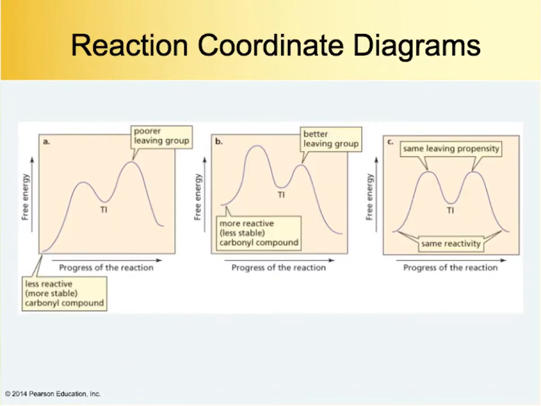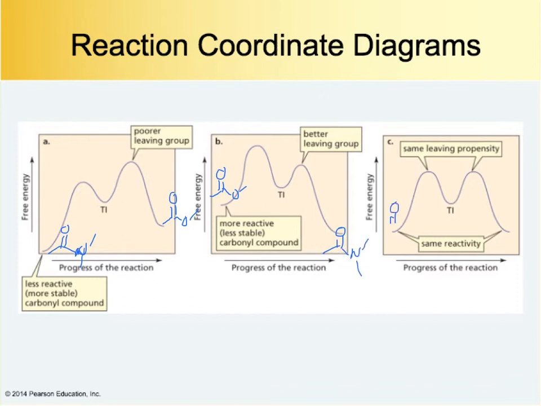Reaction coordinate diagrams highlight these things. I wouldn't worry too much about the intermediates. That's not the important part. But if you look here, you have a less reactive, more stable compound. Say something like an amide for a starting material. That's pretty stable. That's not going to want to turn into an ester. Let's say you have an ester, you'll be able to turn that into an amide.